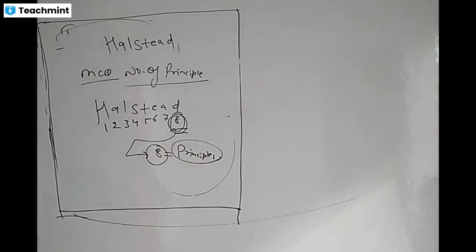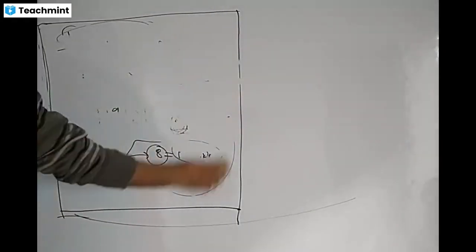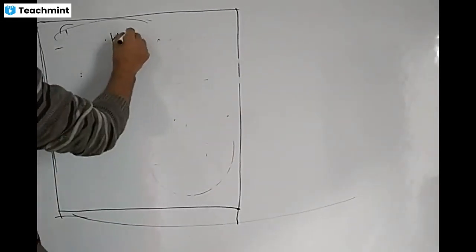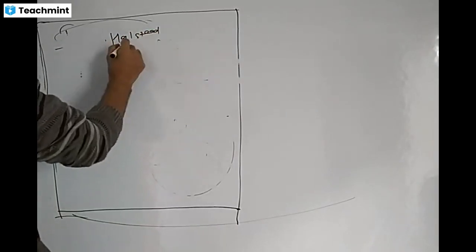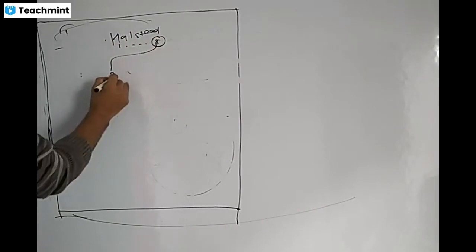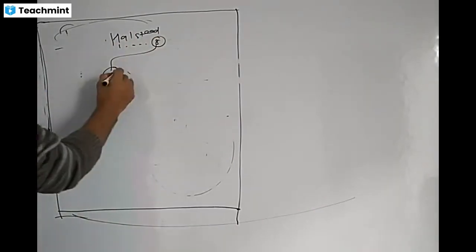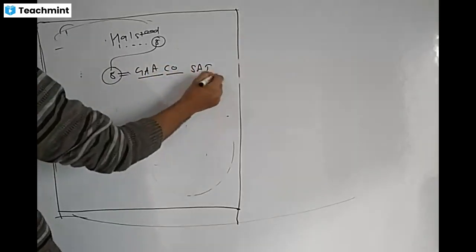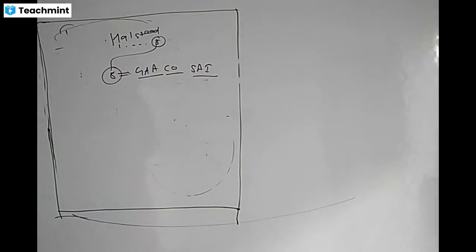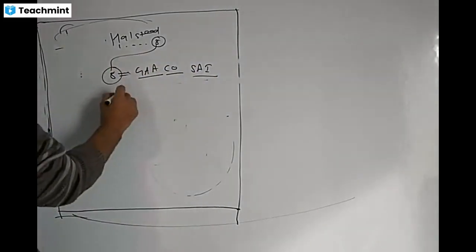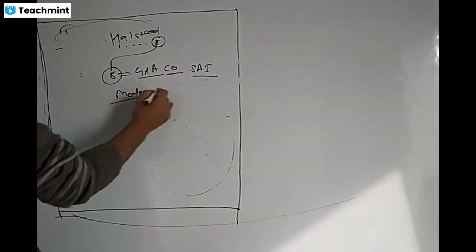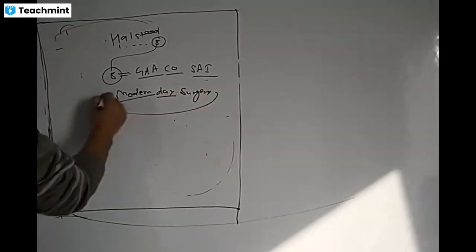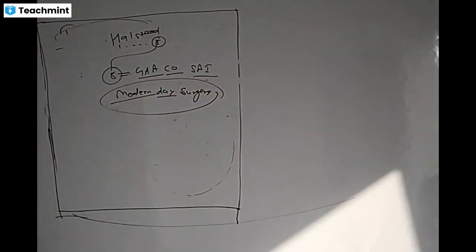These 8 principles, again I have simplified from the name Halstead, total 1 to 8. There are 8 principles, and these principles are Jaco, Singh. These principles are applicable to our modern day or present day surgery. So these are the principles of modern surgery.